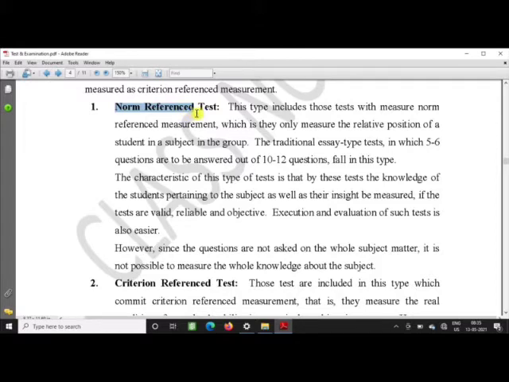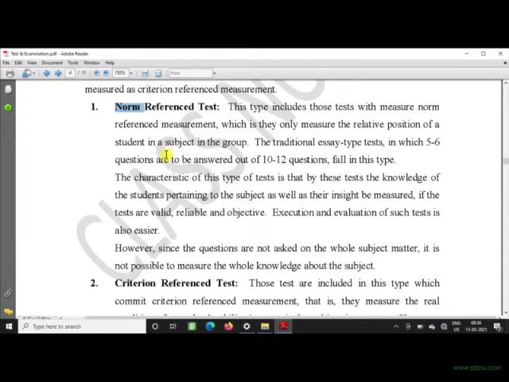Why is it possible? Because the norms have been set, and based on these norms we can assess as many students. So in our universities, schools, and in competitive exams like NET, SLET or CAT and MAT, in all these competitive examinations, norm reference tests are used because they are very, very helpful in assessing a huge number of students.